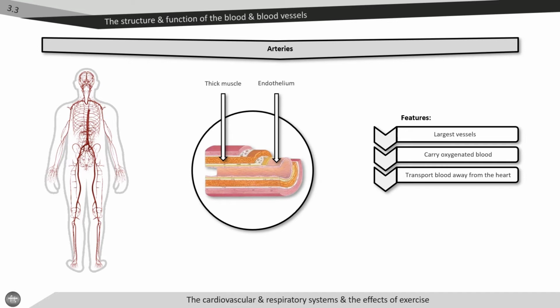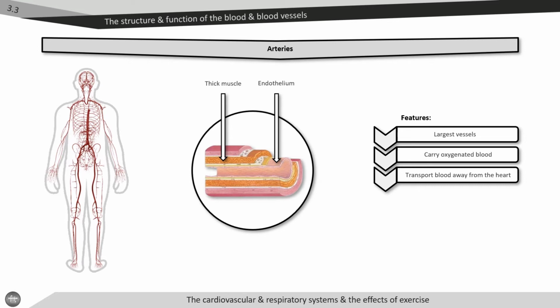Now, arteries are used to measure blood pressure, with the highest value being taken during the contraction phase. This is known as systolic blood pressure, and the lowest value being taken when the arteries relax. This is known as diastolic blood pressure.